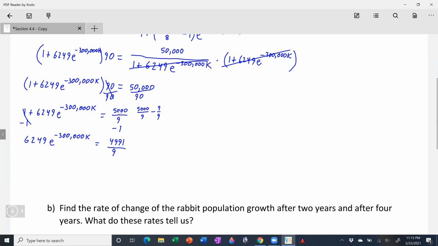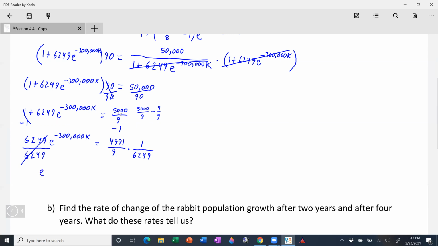Okay, again, we want to get k by itself, so you want to get the e part by itself before we take the log of both sides. So let's divide both sides by the 6249. Okay, and when you're dividing a fraction by a fraction, it probably makes a little more sense to think about multiplying by the reciprocal. That's pretty much what it means to divide by a number, is you're multiplying both sides by the reciprocal. Okay, so that cancels here.